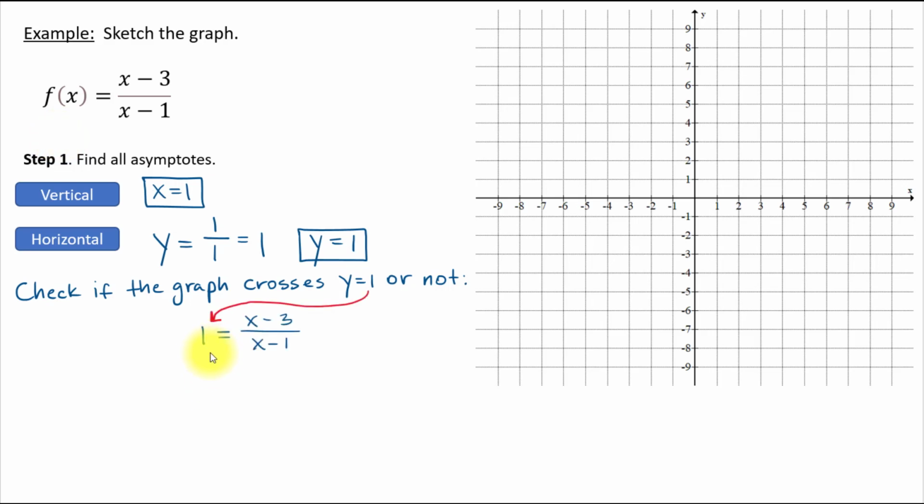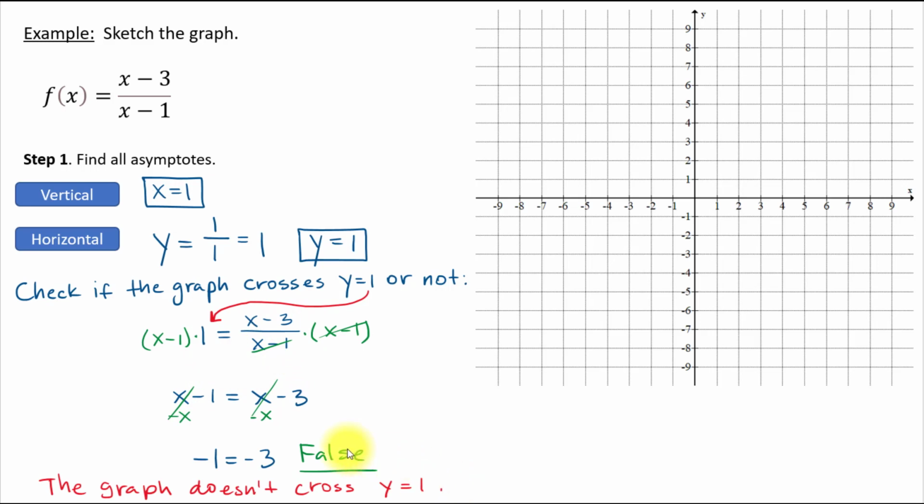Here I replaced y with 1, and now to solve this equation, I'm going to multiply each side by x minus 1 to clear the denominator. This results in x minus 1 equals x minus 3. And if I attempt to combine x's on one side, then they all cancel. And I'm left with negative 1 equals negative 3. I no longer have variables in this equation, and the resulting statement is obviously false, which means that this equation has no solution. And for us, this means that the graph of the given function is not going to cross the horizontal asymptote y equals 1.